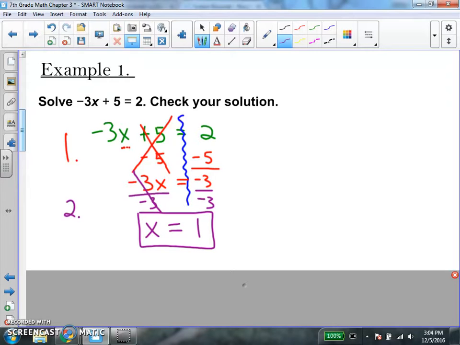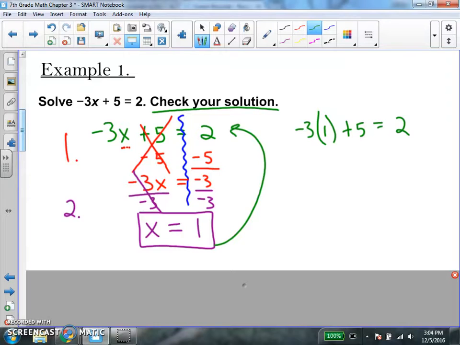Okay, it said to check your solution. Let's do that. Check our solution up here. So in my equation, wherever I see an x, I'm going to now substitute the value 1. I had negative 3 times, well I found out x is 1, I'm going to plug that into my equation, plus 5, this has to equal 2. Well, let's check and see. Negative 3 times 1 gives me negative 3, and negative 3 plus 5, does that equal 2?